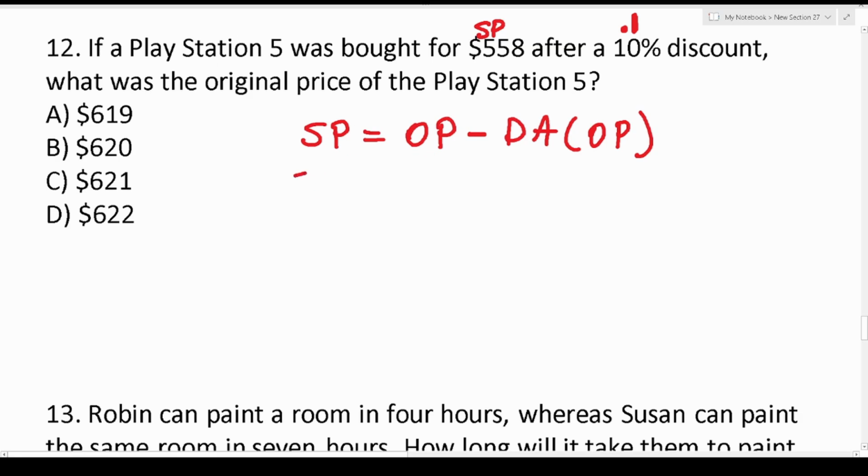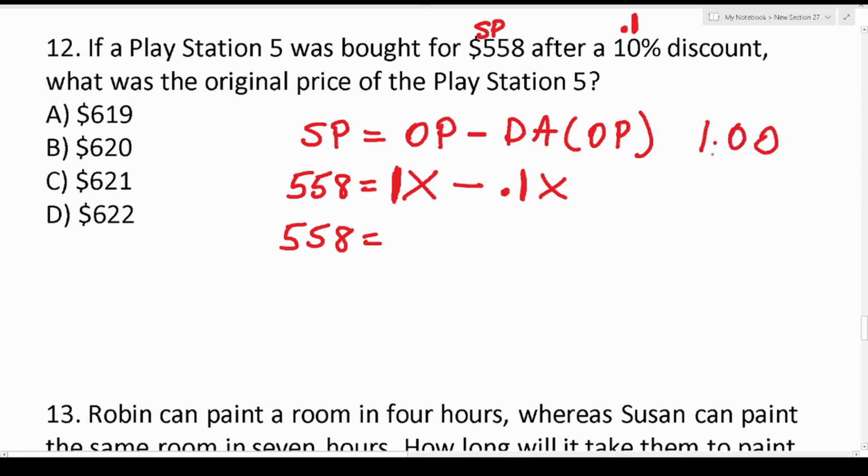We have sales price, that's $558. The original price is what we're trying to figure out, so I'm going to call that x, minus the discount amount, which is in decimal form 0.1, times the original price, which again I'm going to call x. Okay, so this one becomes 558 equals, and again, if it's not obvious, there's a 1 here. This is the same as 1x minus 0.1x. And let me work this off to the side. This is 1 minus 0.1.